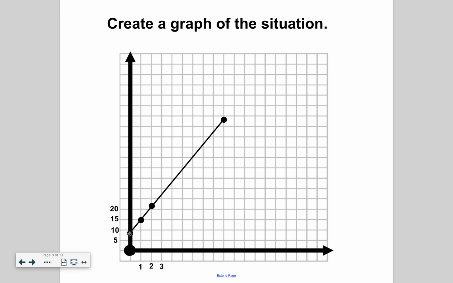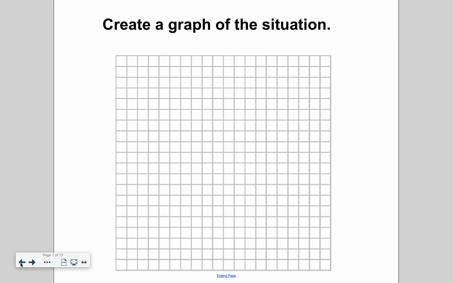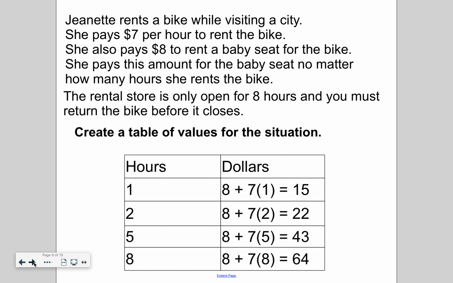And on my Y's, I didn't start at 0. I started at 8. 8 was my lowest Y, and my highest Y was 64 or 63. I forget what it was. 64.